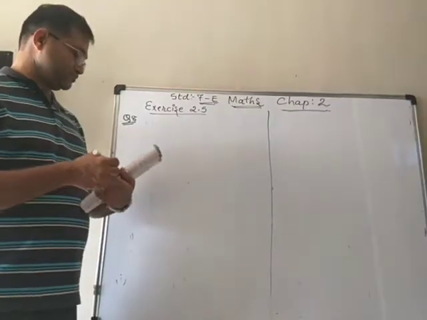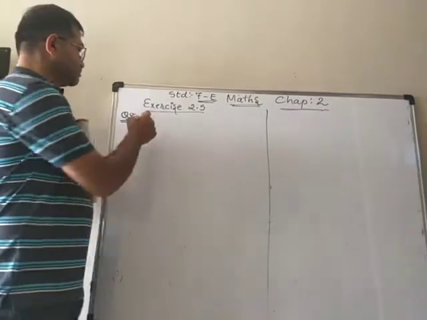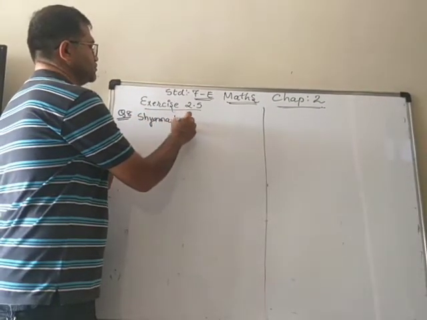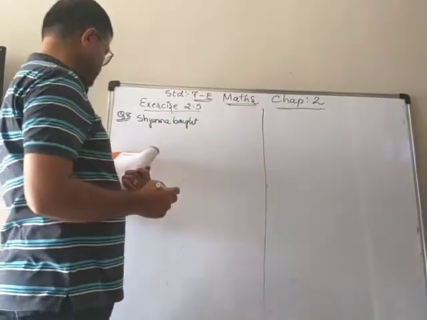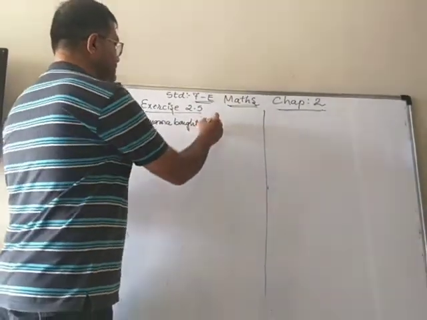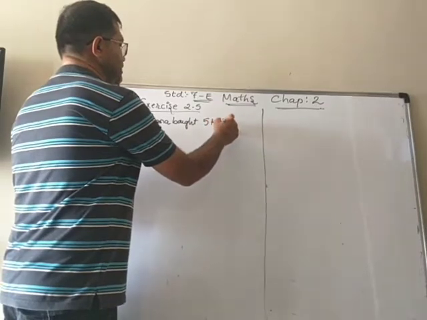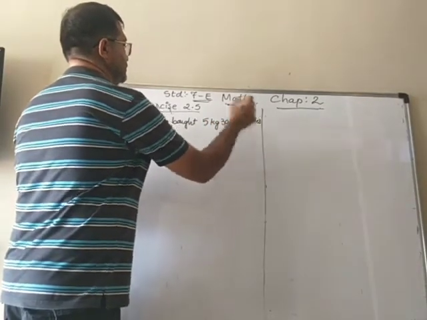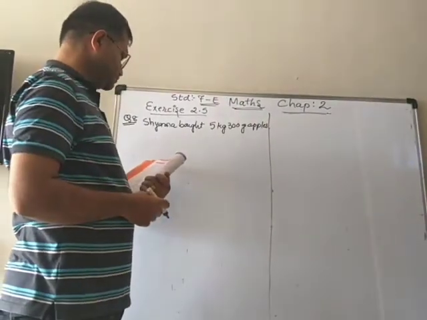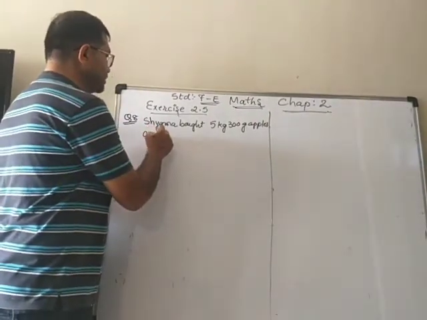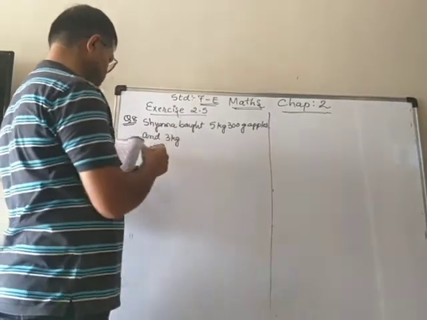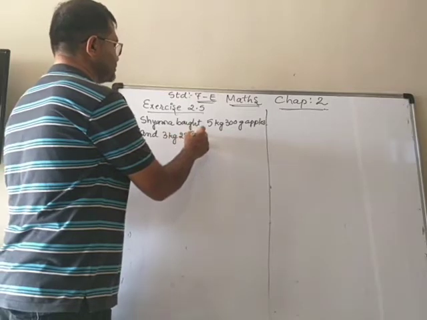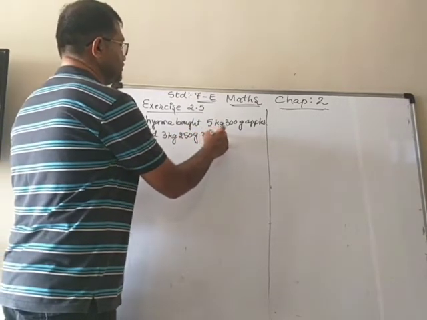Question number 8. It shows that Syama bought 5 kilogram 300 gram apples and 3 kilogram 250 gram mangoes.